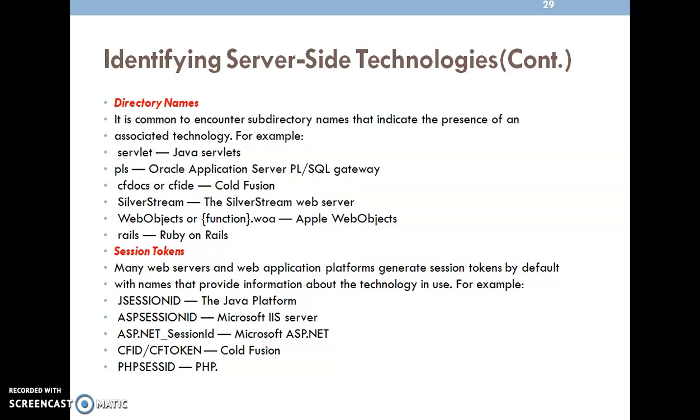Similarly, another way we can get the data is session tokens. During the execution of a particular functionality, the website will generate its own tokens, and the token responses will be like JSESSIONID. Then Microsoft IIS servers will respond with their own particular ID. By using that ID, we can say which languages they are following to implement their project.